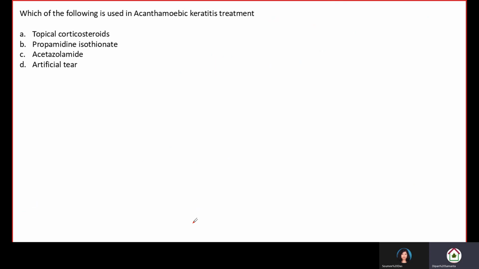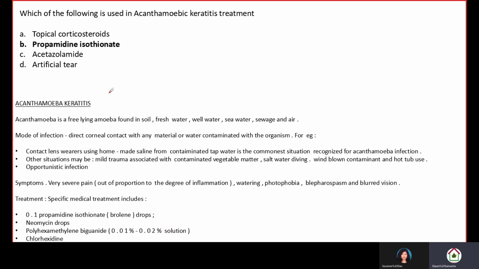Next question: which of the following is used in acanthamoeba keratitis treatment? Topical corticosteroids, propamidine isethionate, acetazolamide, or artificial tears. The answer will be propamidine isethionate.